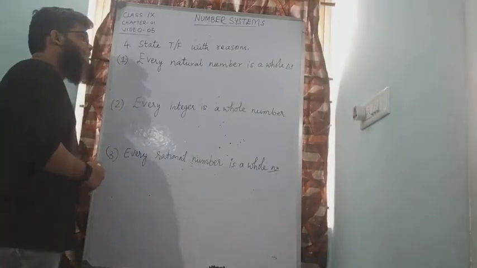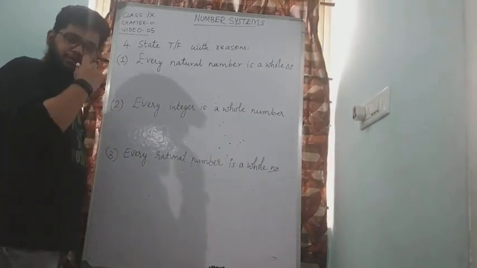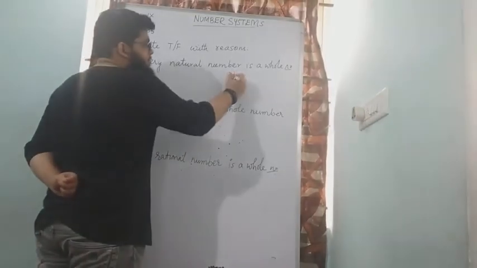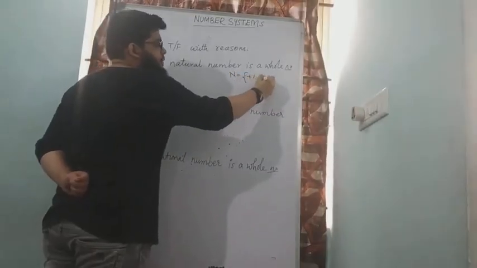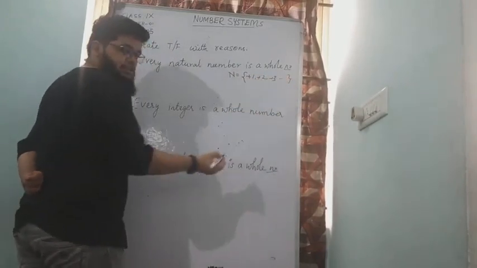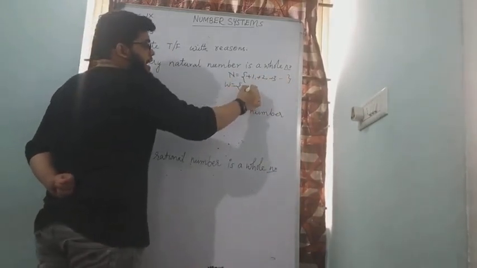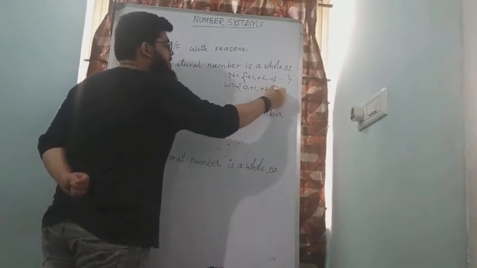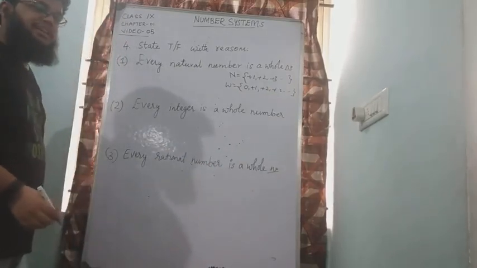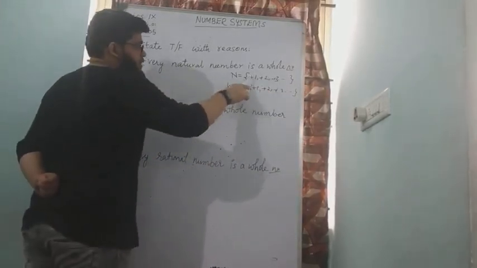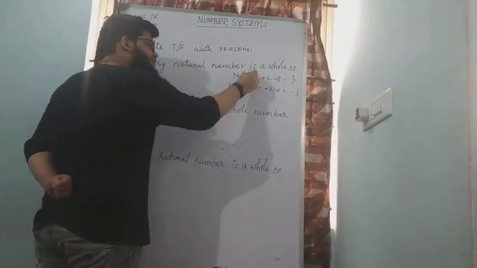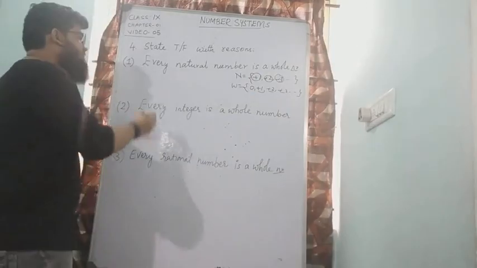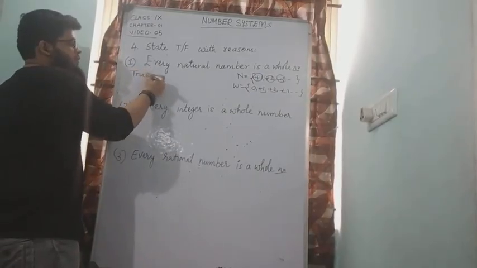Question number 1 tells every natural number is a whole number. Do you think this answer is true? Every natural number. Let us recall what are natural numbers. Natural numbers are a set of all positive numbers greater than 0. And whole numbers are all numbers which also include 0. All positive numbers which include 0. So according to the statement, every natural number is a whole number. So every number that is present in natural numbers will also be present in whole numbers, right? That's why the answer is supposed to be true.